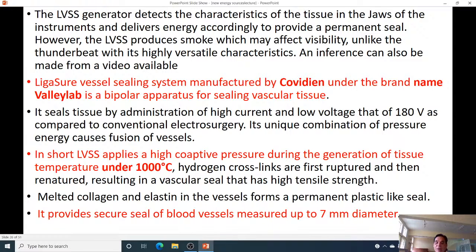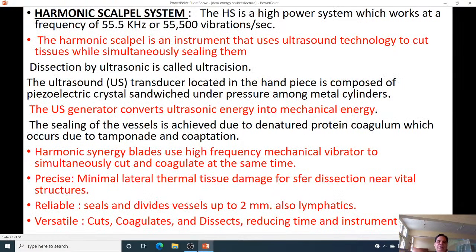See here, in some cases, with high coaptive pressure during generation, the tissue temperature can go up to 1000 degrees centigrade. 1000 is a very large thing, where hydrogen bonds are ruptured and denatured. So this melted collagen forms a permanent plastic vessel seal, even in vessels up to a diameter of 7 millimeter. So this is how the vessel sealer acts.